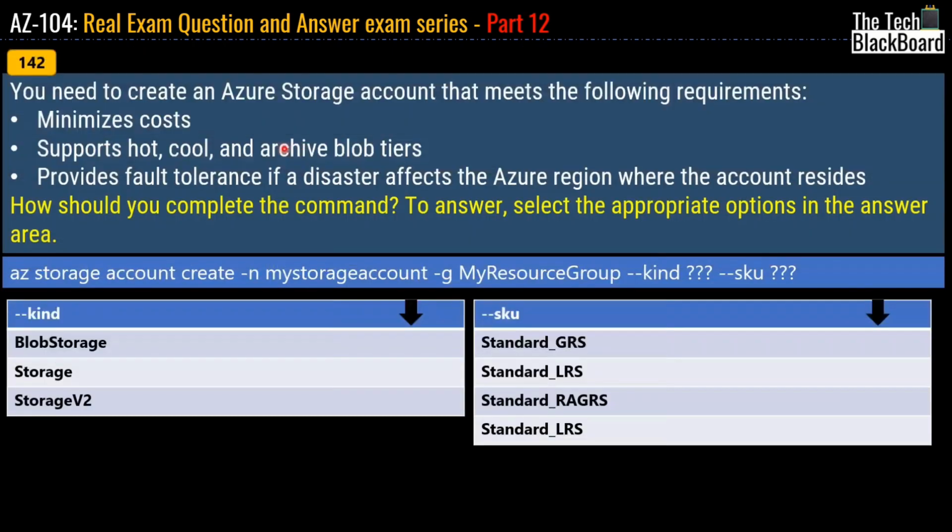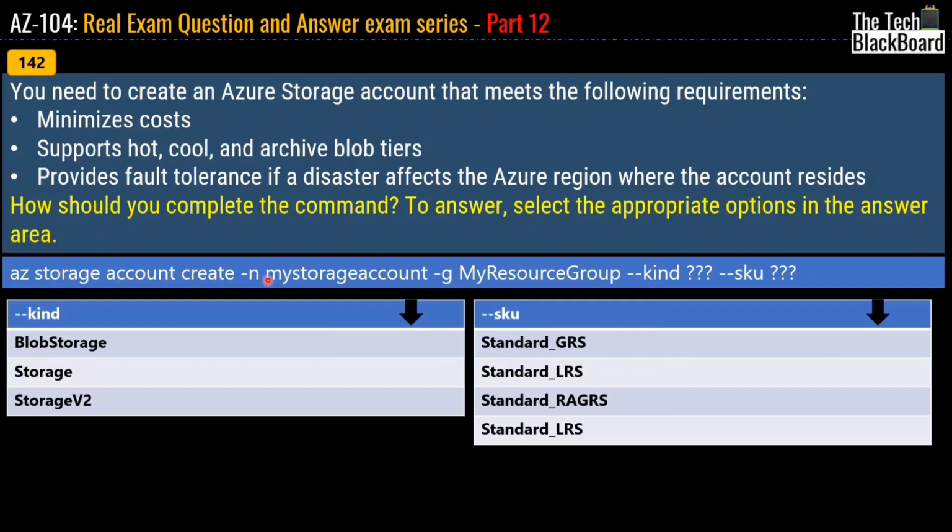Now question number 142 says that you need to create an Azure storage account that meets the following requirements. It should minimize the cost, support hot, cool and archive blob tiers, and provide fault tolerance if a disaster affects the Azure region where the account resides. How should you complete the command? To answer, select the appropriate options in the answer area.